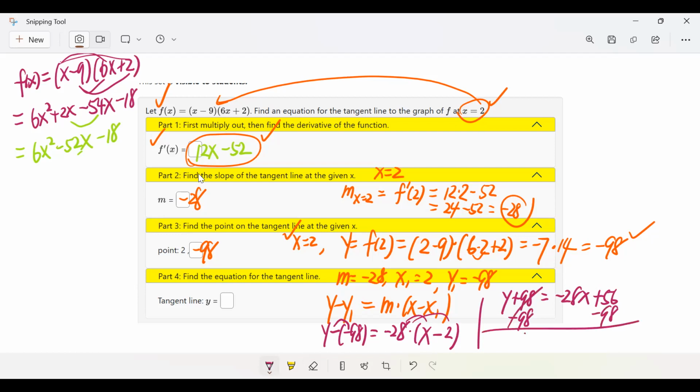And so that's y equals minus 28x plus 56 minus 98, that's minus 42, right? 42. And that's the answer for part 4. Any questions about this?